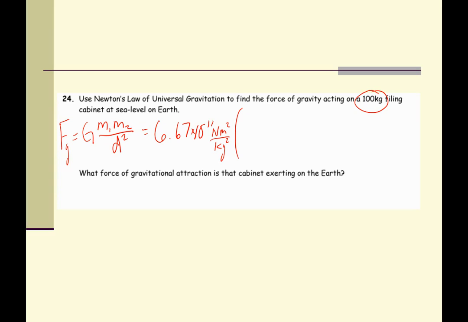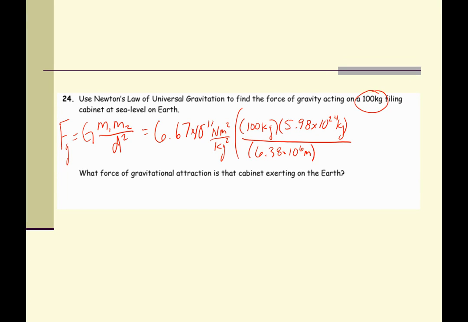Then I have mass 1. My mass 1 is 100 kilograms times my mass 2. I need to figure out what the mass of the Earth is. And we just talked about what the mass of the Earth is. 5.98 times 10 to the 24 kilograms. Okay. Divided by 6.38 times 10 to the 6. That's going to be meters, because that right there is the radius of the Earth.